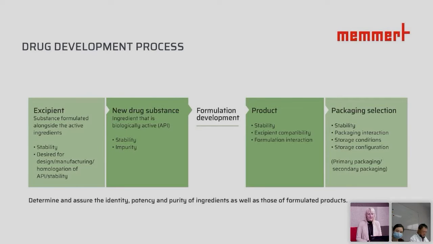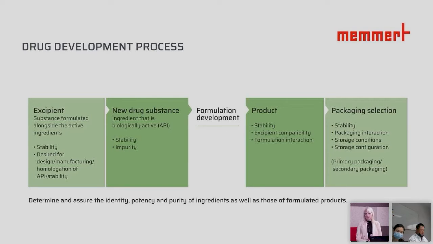And then afterwards, the finished product, of course, will have to be checked in regard to stability. So here we do the formulation interaction, the excipient compatibility, and further we have the next step, which refers to the packaging. And here the packaging is also a very important factor, because the packaging can have an influence on the quality of the product.